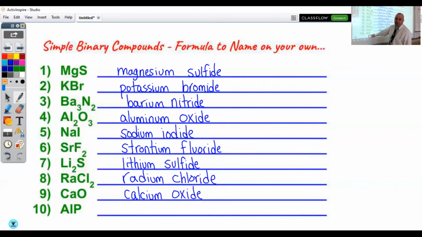In our final example that we're doing together, we have the element aluminum, and the second element is phosphorus, but we're going to change the ending to phosphide. So, to begin, please finish off the remaining examples for the simple binary formula to name.